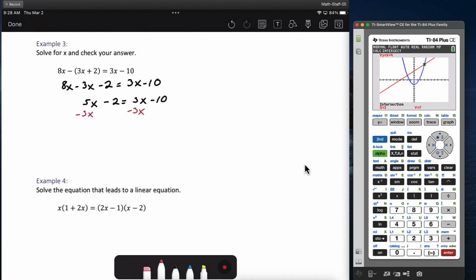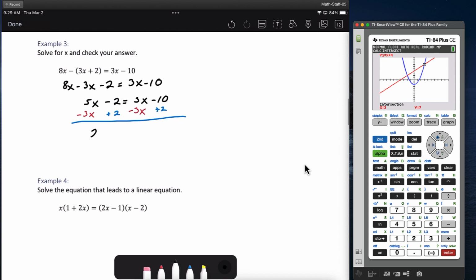And if we're moving the variable to the left side, we need to move the constant to the right side. So I'm going to add 2 to both sides. We get 2x equals -8. And finally, we will divide by 2. And x is equal to -4. Keep in mind that you can check your answer using one of the 2 previous techniques.